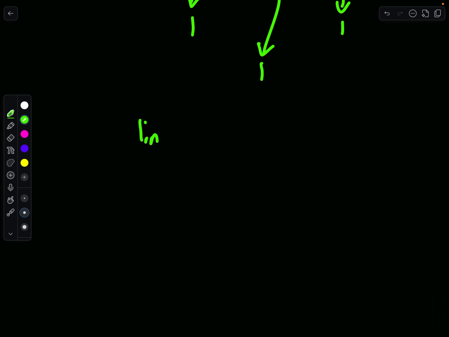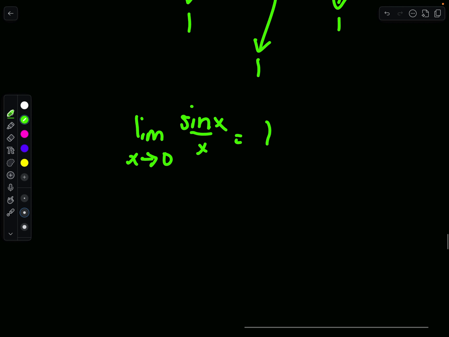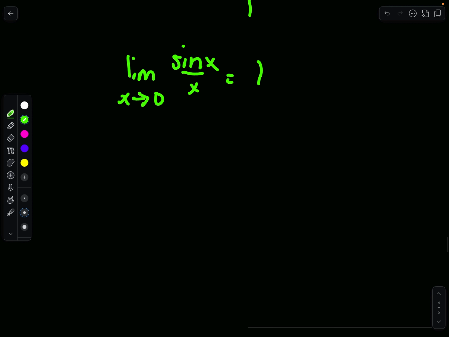Therefore, the limit as x goes to 0 of sine x over x is equal to 1. This also is true for the left-hand side from the negatives, because sine x over x is an even function. It's symmetric. So therefore, both sides converge to the same point. Now we can use sine x over x to solve a lot more limits.